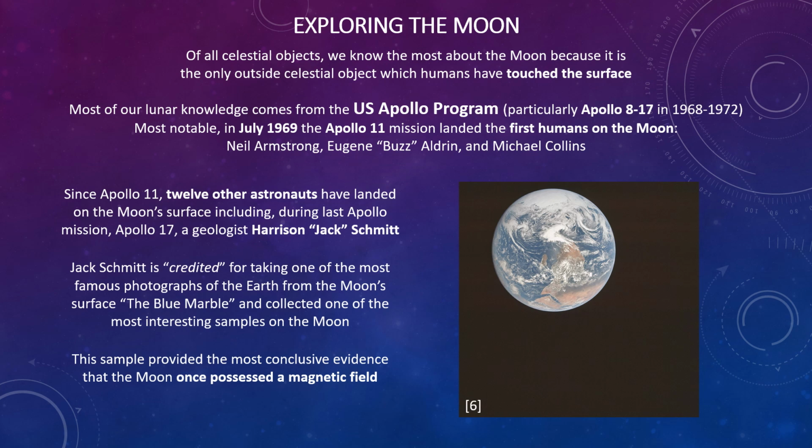Jack Schmitt is also credited with taking one of the most famous photos of the Earth, and this was taken from the moon's surface, and this photo is called the Blue Marble. Also, he collected a very interesting sample of the lunar surface because this sample provides conclusive evidence that the moon once possessed a magnetic field.